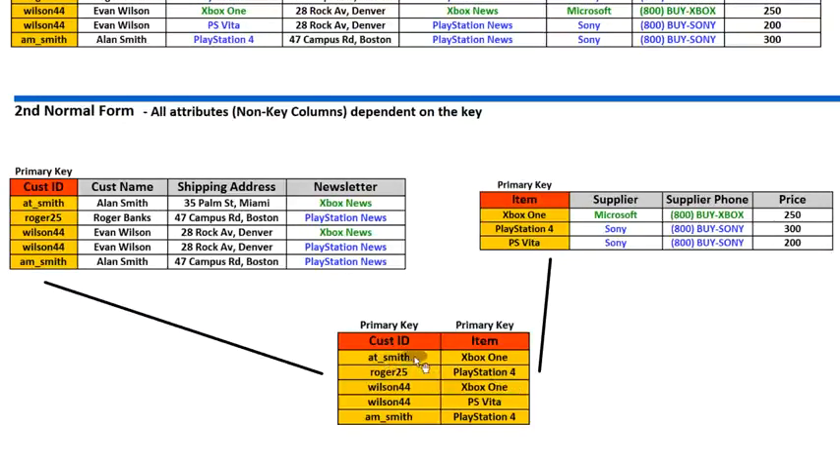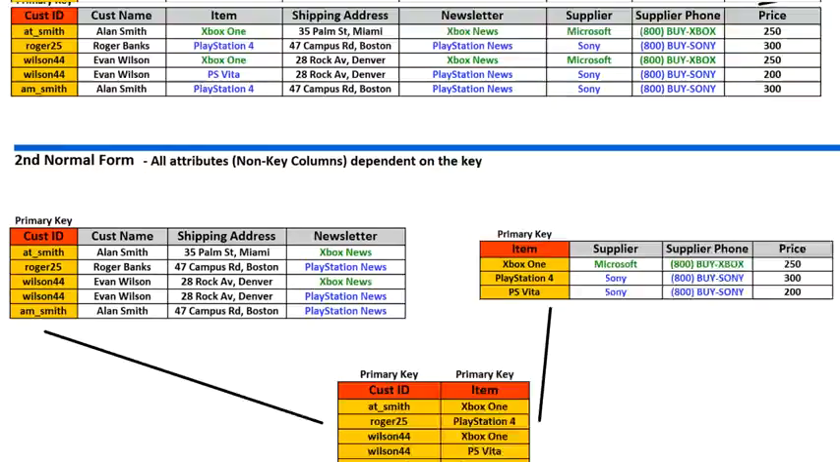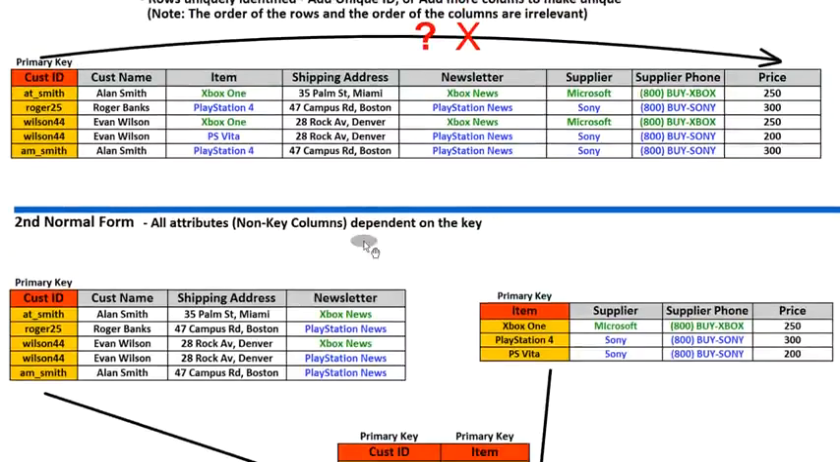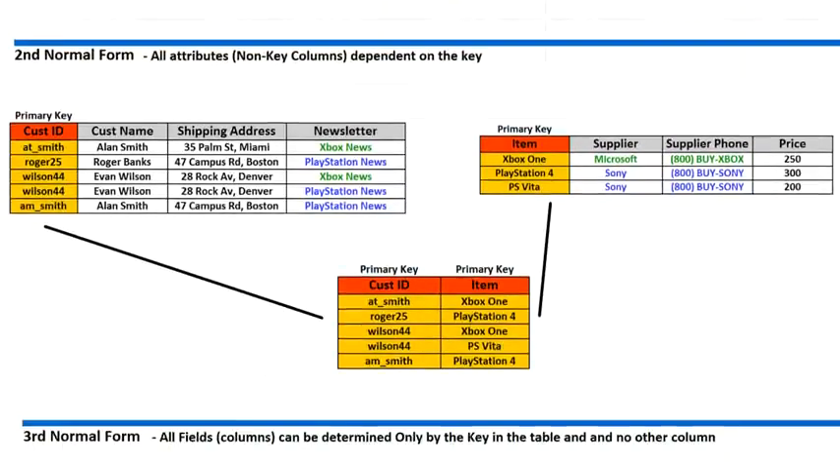So basically AM Smith bought an Xbox One. Who's AT Smith? Who is that guy? Well, his name is this, he lives here, and he subscribed to this. What's Xbox One? Well, Xbox One is supplied by Microsoft. This is how you buy more of it if you run out, and this is the price. So this is now in second normal form because every attribute depends on the key. We separated them out. Great.